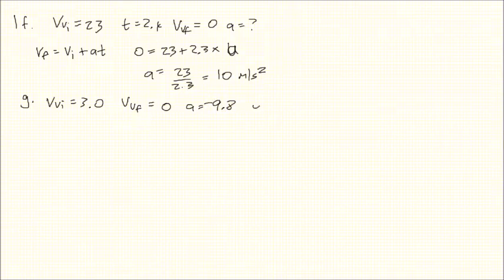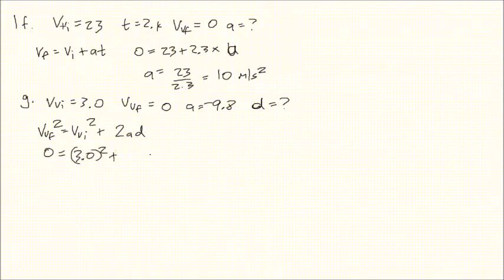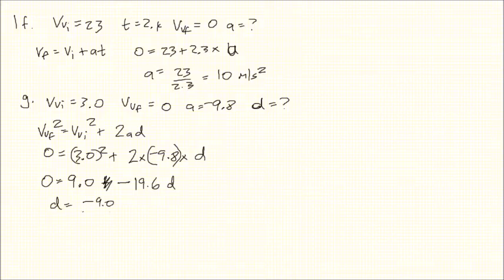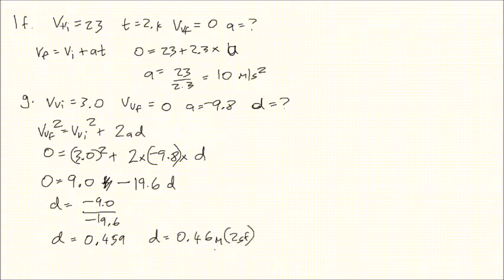Now G, you're given the initial vertical velocity, the final vertical velocity, and the acceleration of negative 9.8. What is D? So this is how high does the object go in its flight above its starting point. So we're choosing kinematic formulas. In this case, VVF squared equals VVI squared plus 2AD. Substitute in, simplify, and solve, and then get a calculator out, and we get that D equals 0.459, which we round to 0.46 meters, giving its unit.